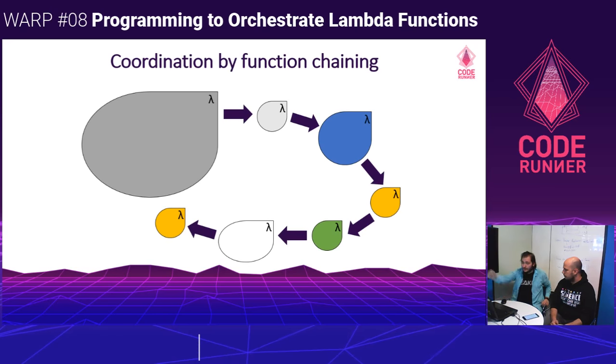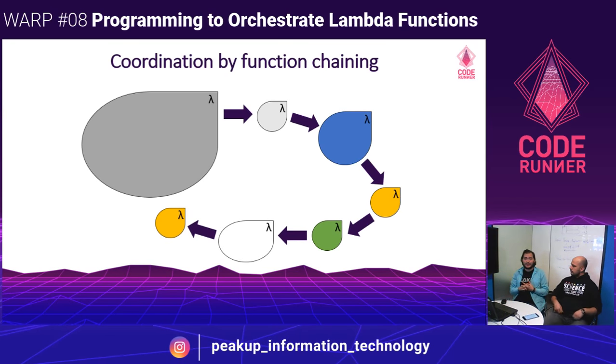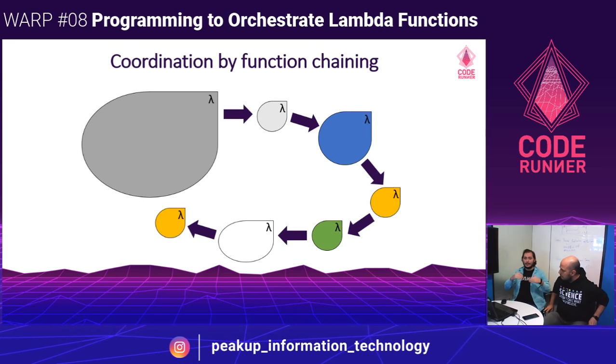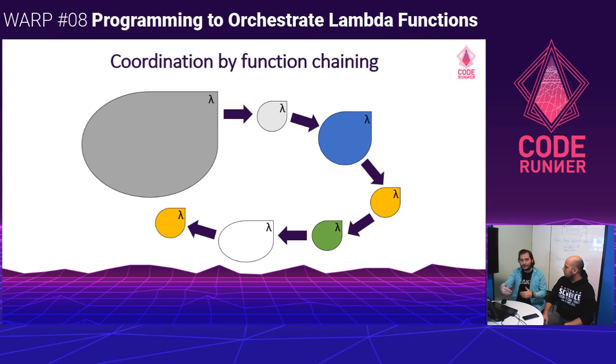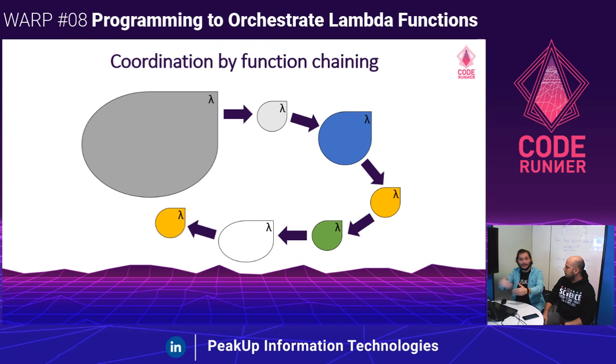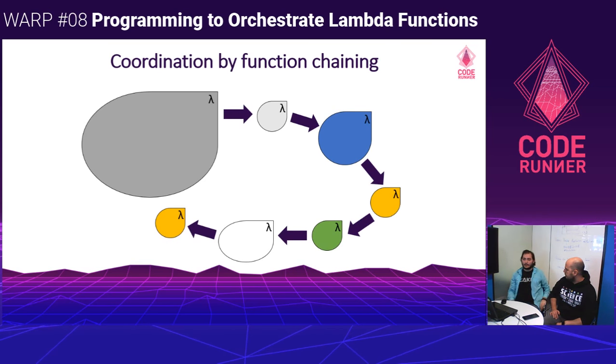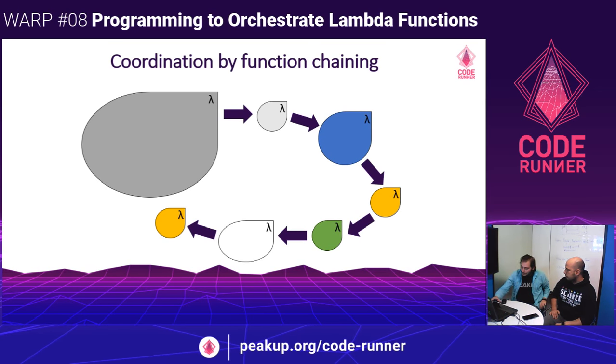The other one is function chaining. It's basically the same thing, but once the first function finishes its job, it calls the second function. The second function finishes its job, and that one calls the third function, etc., and creates a chain. That's called function chaining. You can do that too if you want to.